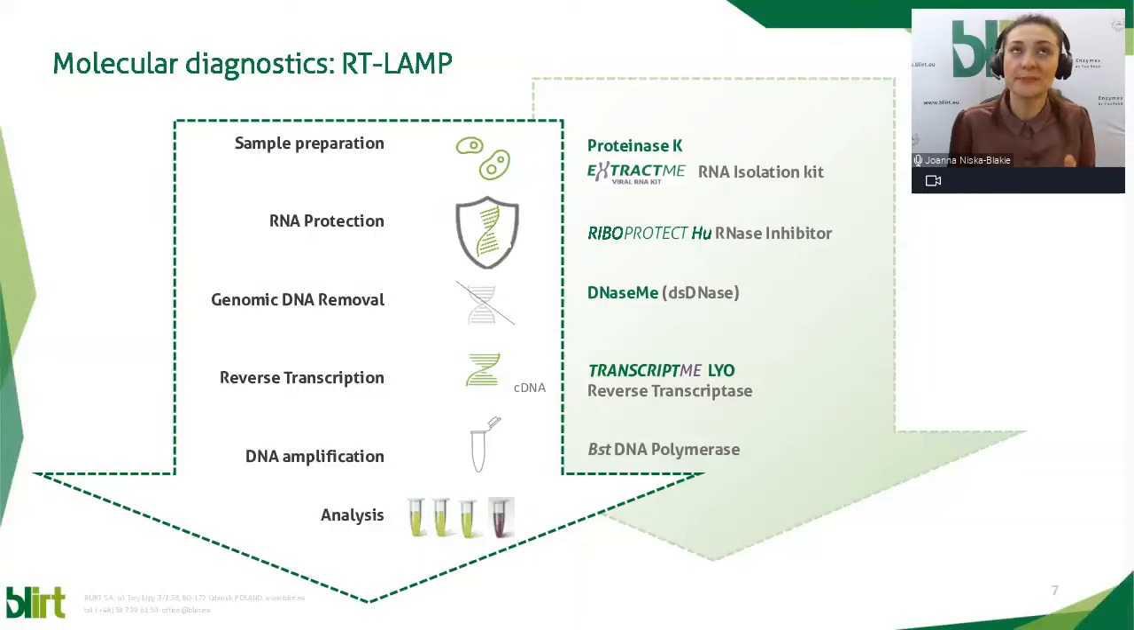More and more often, there are other methods that do not need sophisticated instrumentation. One such example is the RT-LAMP. And when you look at the enzymes, they are quite similar to those that I was talking about, where you use during the RT-PCR. But obviously, there's a different polymerase being used, which is the isothermal Bst DNA polymerase.